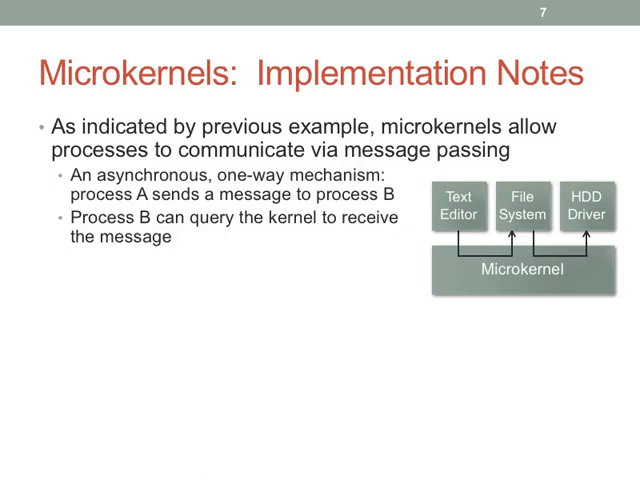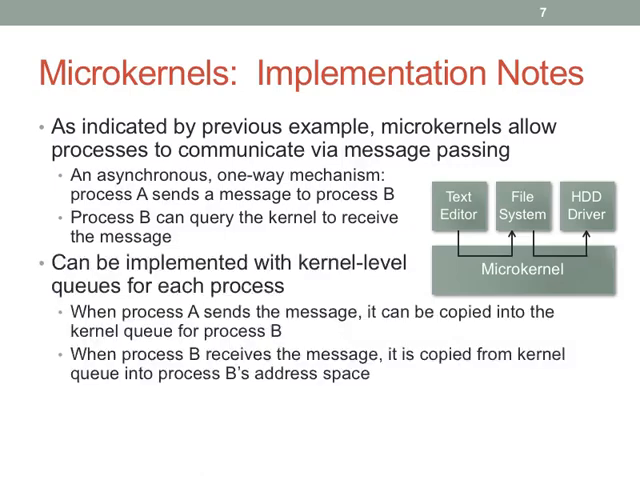I call receive, and maybe the kernel will block the process until the message shows up for the process. Or I could have that be a non-blocking call and say receive, and then it just returns and says there's no message at this point. Okay? You can do this in a lot of different ways.